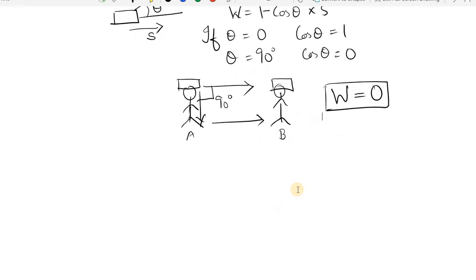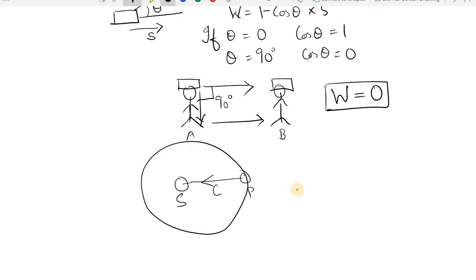Something similar is what you would see when you have the sun here and the planets. So the planet goes around the sun. Now it is being pulled inward by the force of gravity. The reason why it goes around is because of the force of gravity. But at any point, if you were to look at what is the direction of the displacement, it is here. So the angle between the force and the direction of displacement is 90 degrees. So the work done in this case would also be 0.